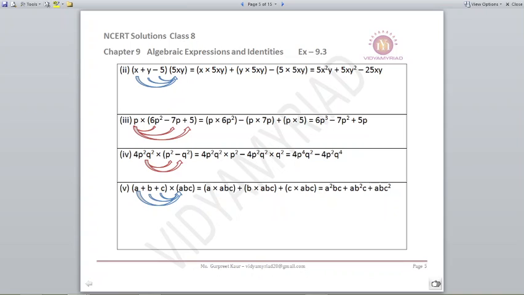Last part. A plus b plus c multiplied by abc. So let us multiply a with abc, then b with abc, then c with abc. So first case you will get, there are 2 a's, so a square bc. In the second case you have 2 b's, so ab square c. In the third case you have 2 c's, so abc square.